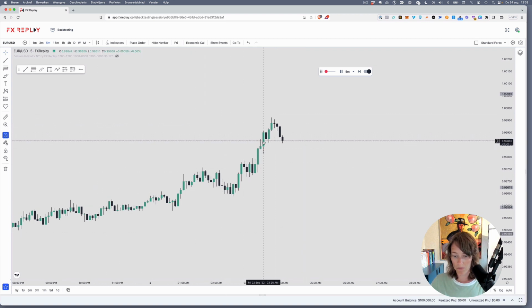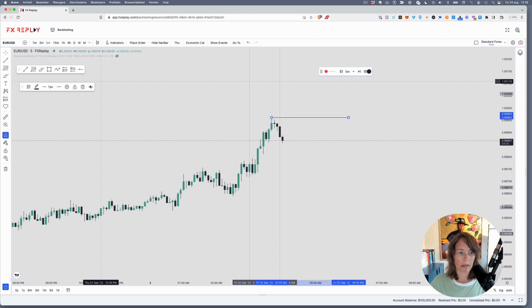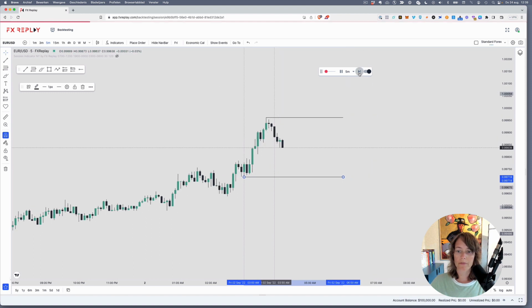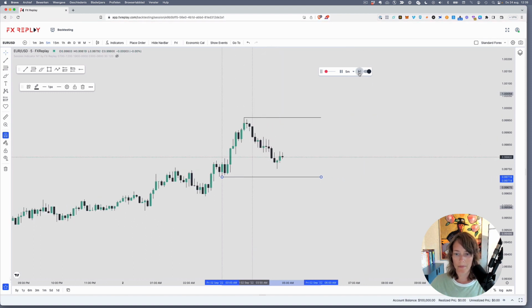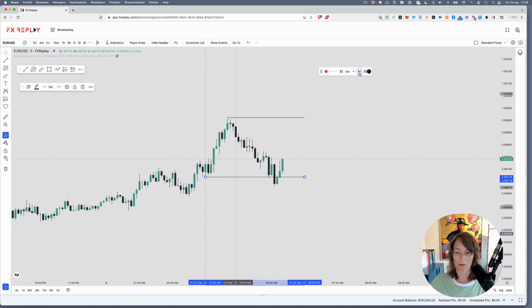So what we're going to do is look for the 3 a.m. candle, mark that out. Look for the 3:55 candle, mark that out. Then we'll make the range from the high to the low. And we'll just wait for the 5-minute break of the low or the high. As you can see, I was a little bit too fast, but now we can play back, right?